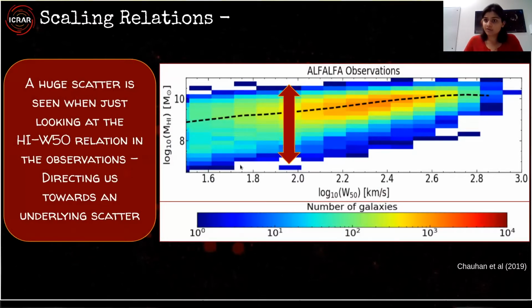This is a very straightforward diagram in which I'm just looking at the H1 mass of galaxies and comparing them against the velocity width of the H1 emission lines that we normally see. And what we find is that for every bin, which these velocity bins could also be representative of the halo mass, there is a huge scatter that goes to almost 3 dex. But as we all love scatter because physics lies in these scatters, we are more interested in seeing how we can constrain the scatter and what is actually causing it.